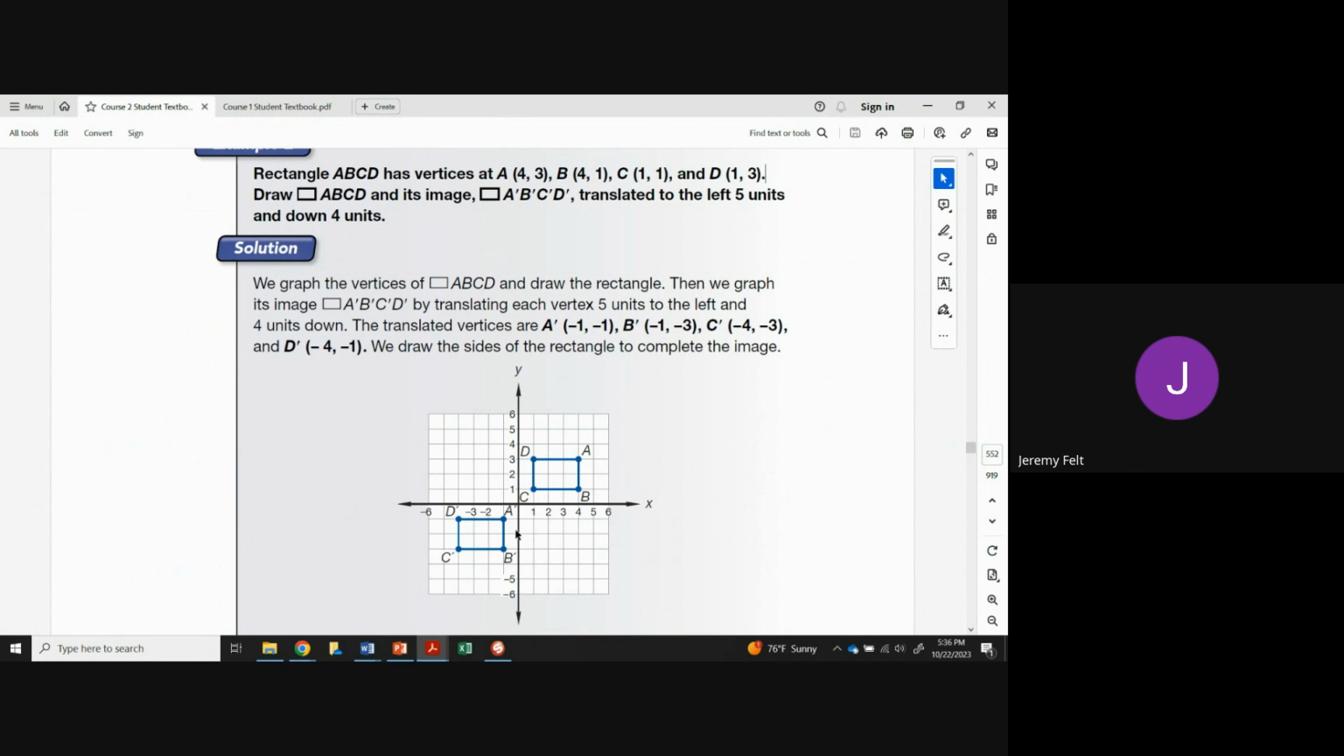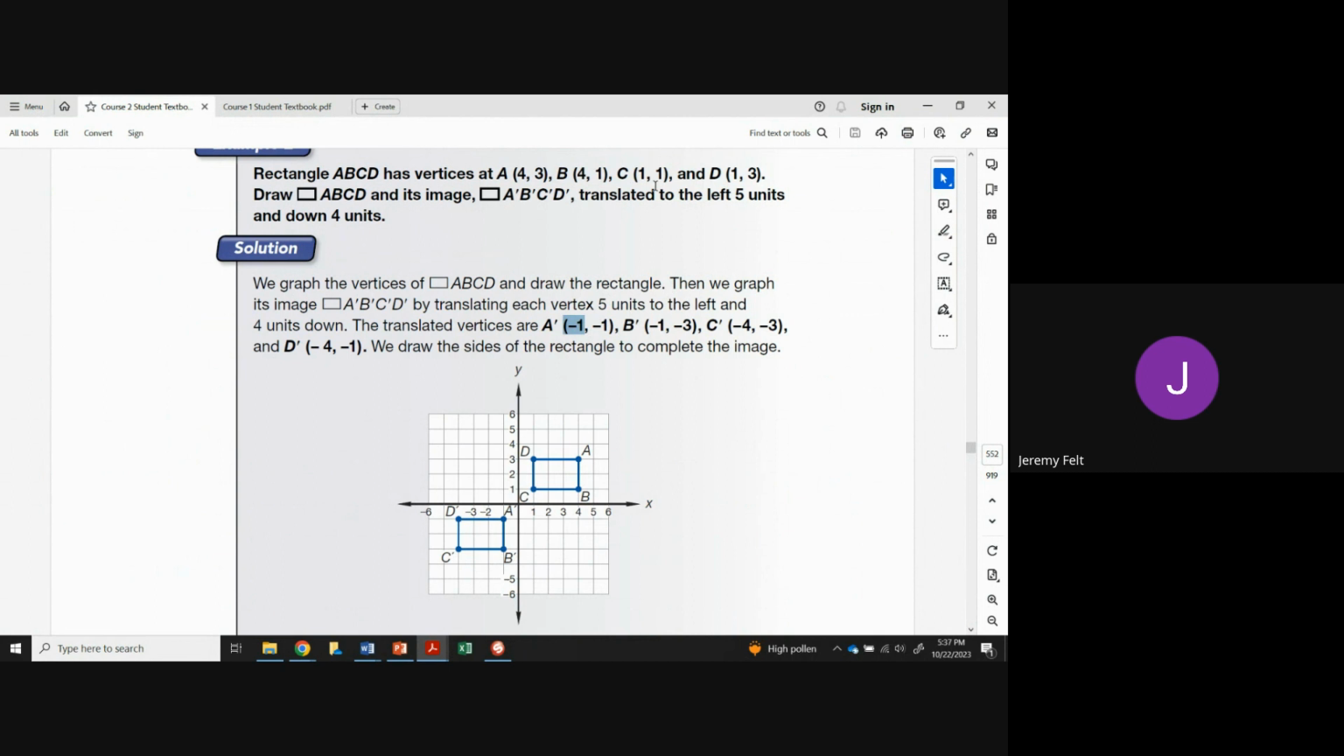Since we're moving all the points the same, we're not sliding one point any more than the other. So we translate it 5 to the left and 4 down, and our new point is negative 1, negative 1. We start at 4 for our x value, and now it's at negative 1. That's because we went 5 to the left, or we subtracted 5. So 4 minus 5 is negative 1.